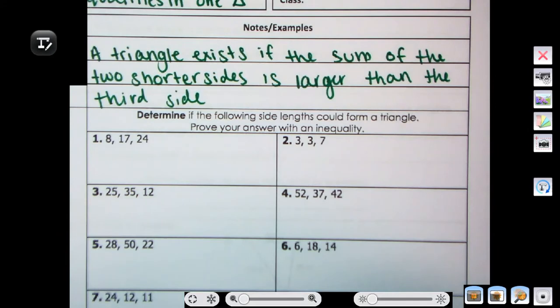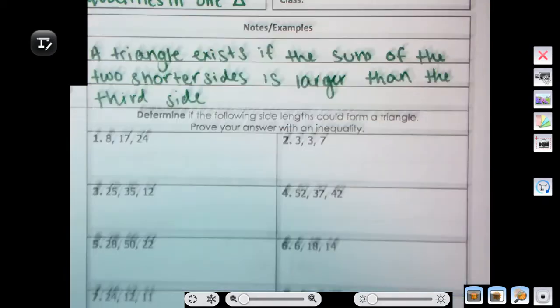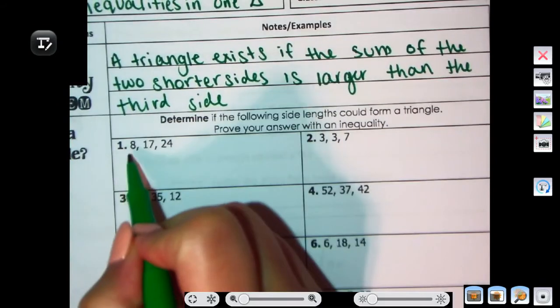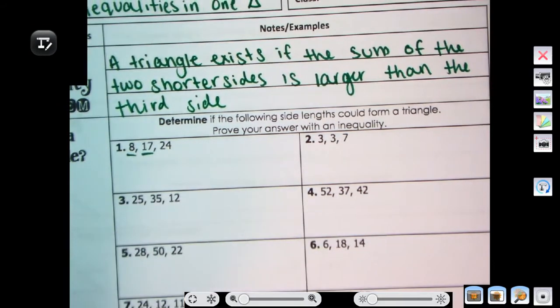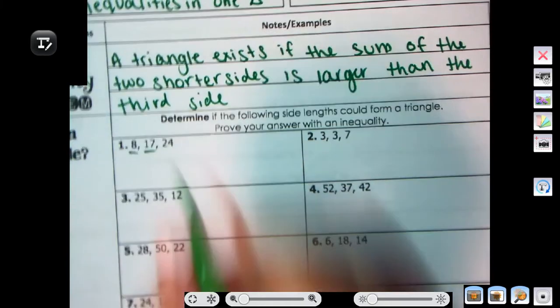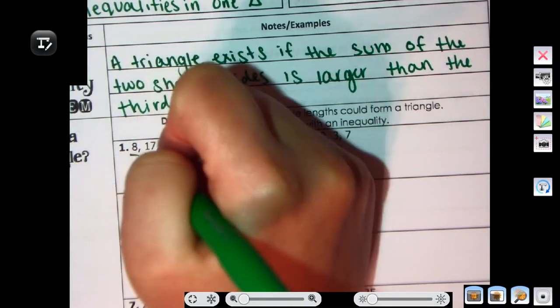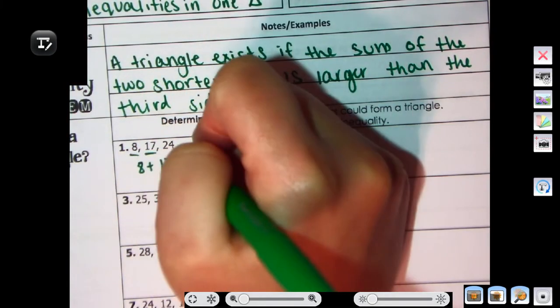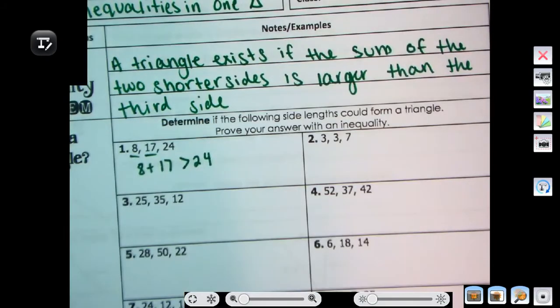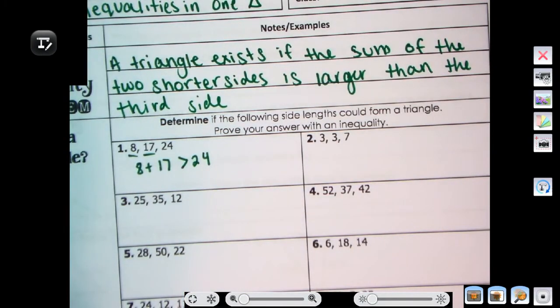So basically, we take the two smaller sides, or the two smaller numbers, we add them together and we see if they're bigger than that third largest side. So for example, on number 1, I have 8 and 17. Those are the two shorter sides. So I'll add them together and I will see if they're greater than 24. So 8 plus 17 is 25.